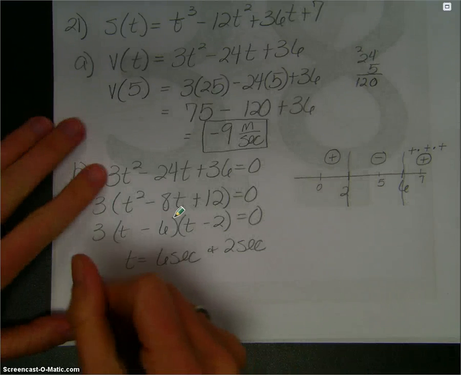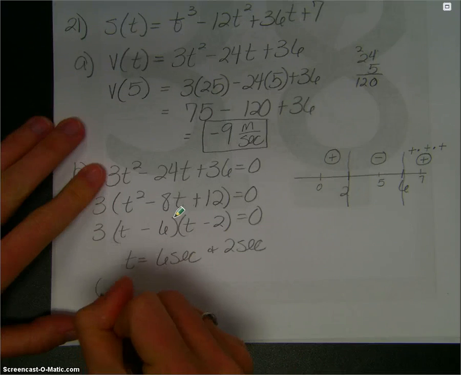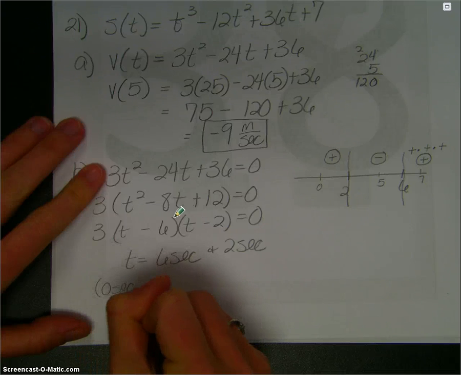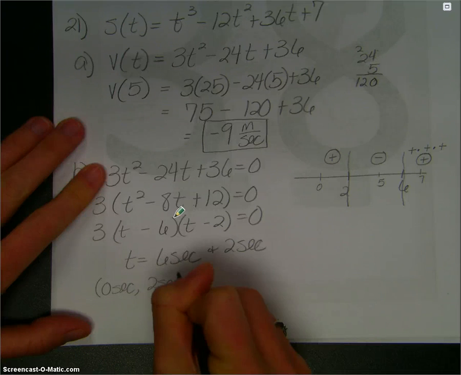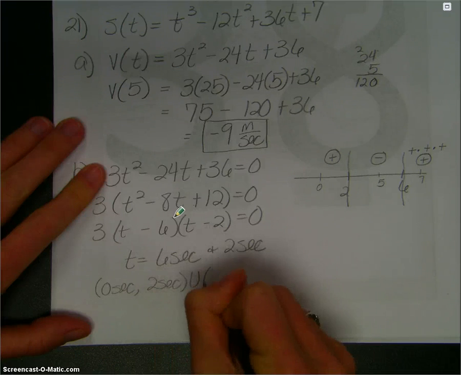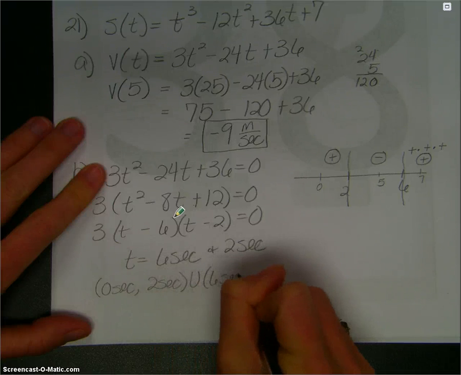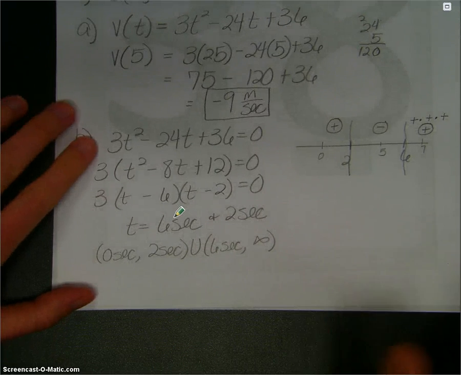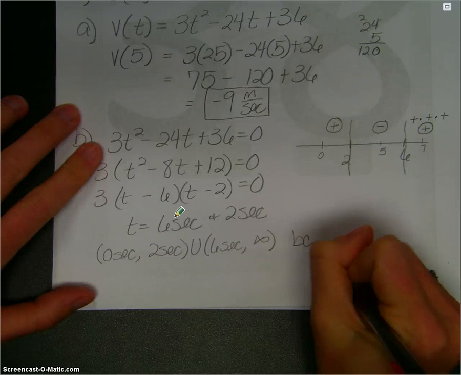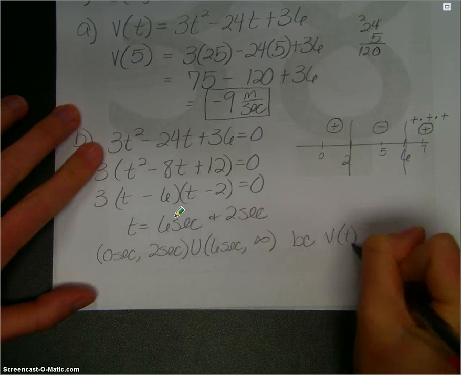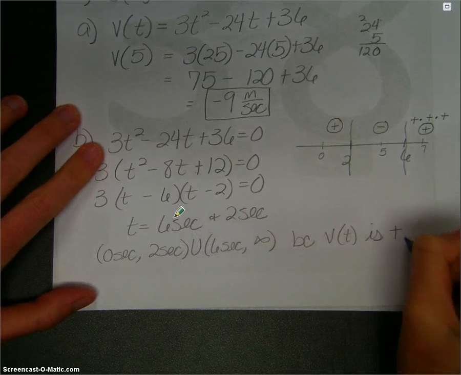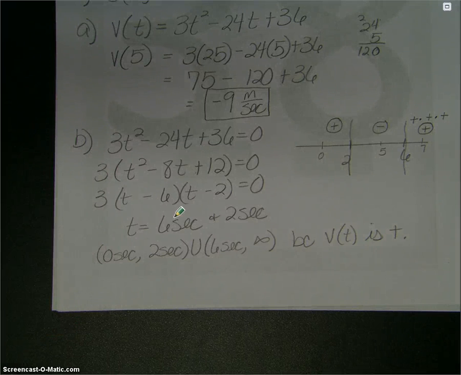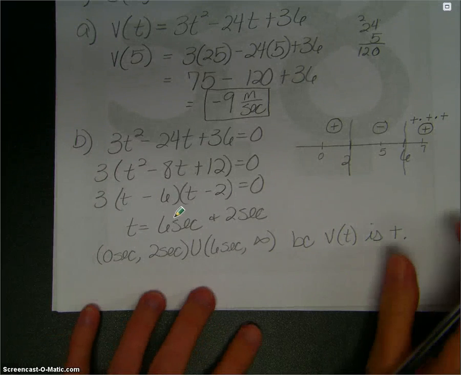So this particle, it asked me where the particle is moving to the right. So this particle is moving to the right between 0 seconds and 2 seconds, and also from 6 seconds into infinity. And it tells me to justify my answer, I know that because the velocity is positive. So velocity positive means it's moving to the right, and negative means it's moving to the left.